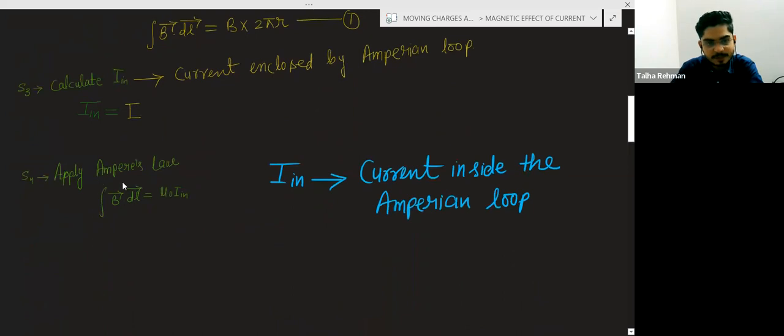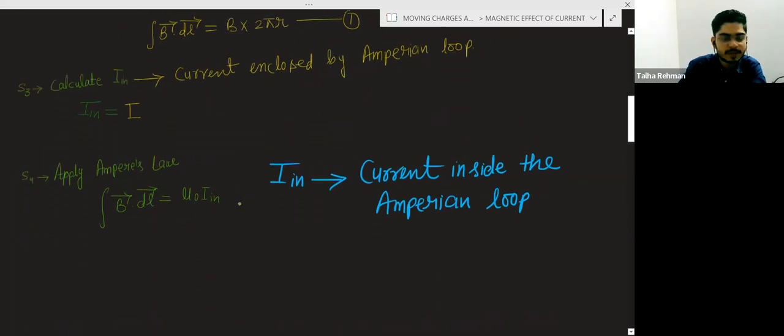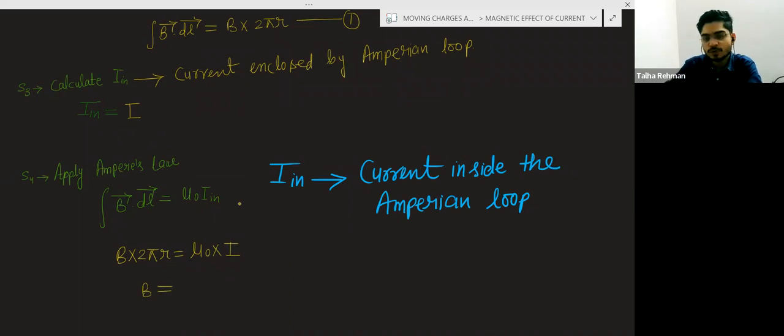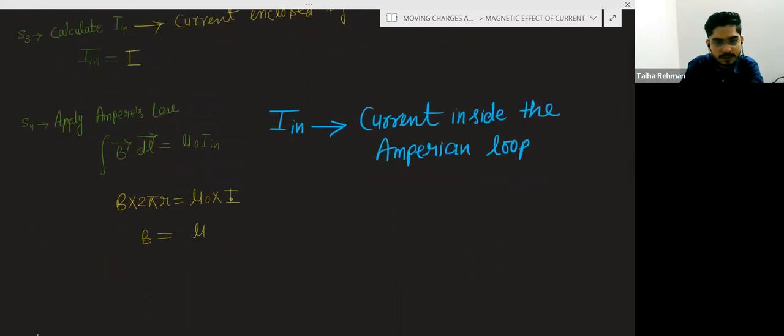And what is Ampere's law? Ampere's law is this: the line integral of B dot dl is equal to mu 0 into the current enclosed by the loop. So B dot dl is this: B into 2 pi r. Simply we will put the value: B into 2 pi into small r equals mu 0 into the current enclosed, I. So finally, you want to calculate the magnetic field at this point. So the magnetic field B is equal to mu naught I divided by 2 pi r.